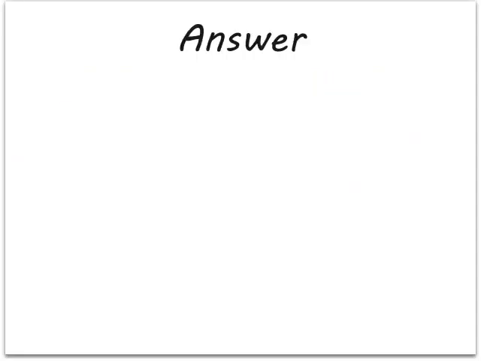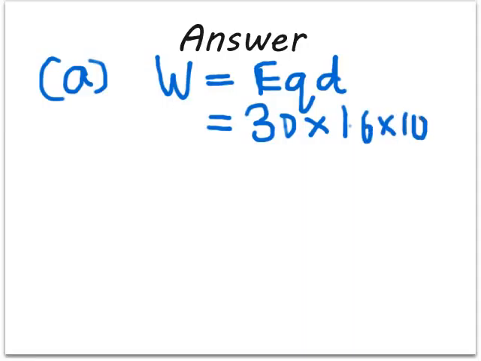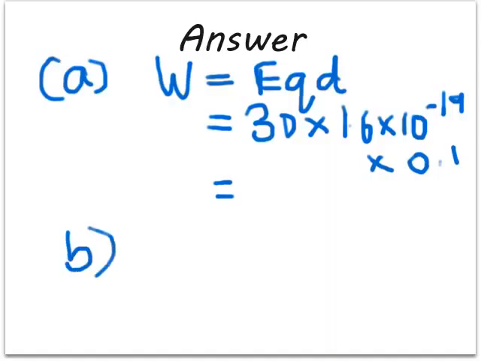So the answer to A: work equals EQD. What's the size of E? It was 30. I'm going to multiply that by Q, which is 1.6 times 10 to the minus 19 coulombs for an electron, and we're going to multiply that by 0.1 meters. And then you'll find the work done.